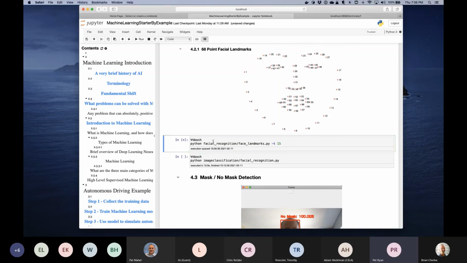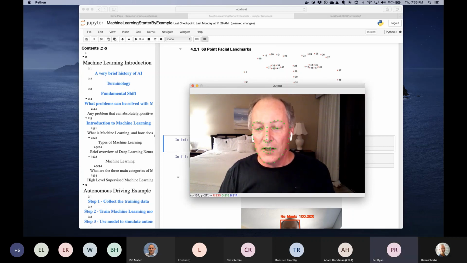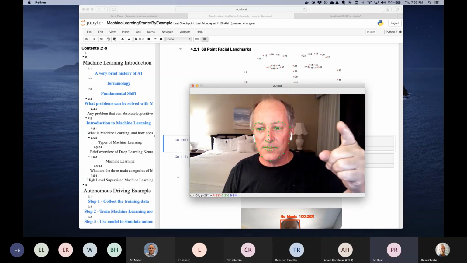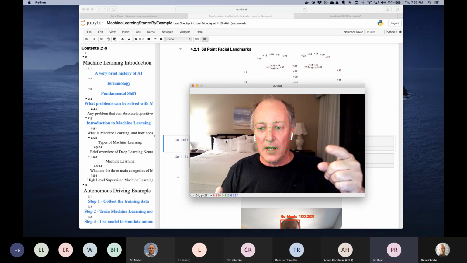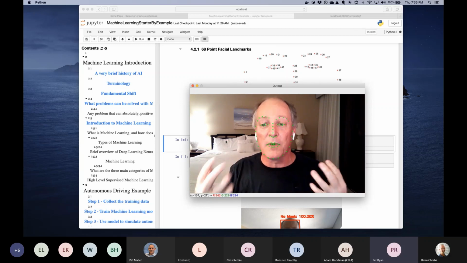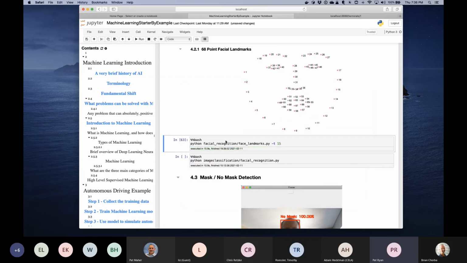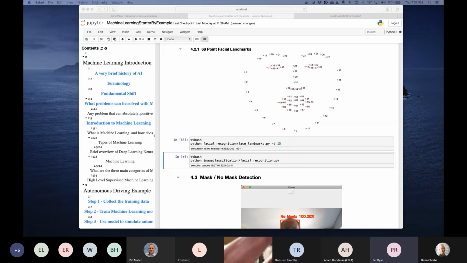Let me see if this one works. Live coding, let's see. Oh, it worked, excellent. So this is actually taking the feed from my video camera and running it through the algorithm to find the 68 points of facial landmarks on my face. These 68 points can then be fed into a machine learning algorithm to determine that, yes, in fact, that was Pat. And that's what I've done here in terms of facial recognition.